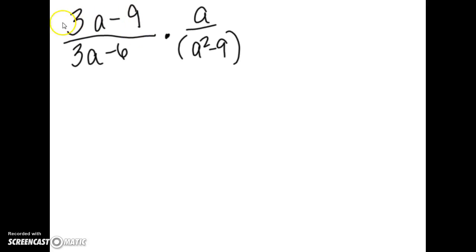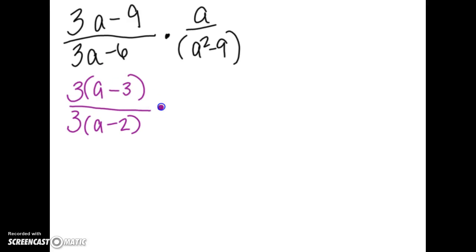So let's look at this piece right here. What can I pull out of 3a minus 9? I can pull a 3 out of both of those things. If I pull the 3 out of here, I get a minus 3. Then I'm going to look at the bottom. Anything I can pull out of the bottom? Yep, I can pull out a 3, and then I'm left with a minus 2.